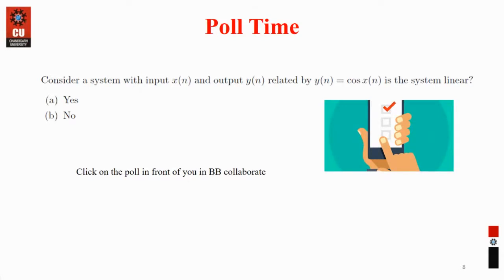The question is that a system is given in which, of course, x is your input and y is your output, and the function is defined as cos of x[n]. Just comment on whether it's a linear system or not. If you think it's a linear system, click on yes. If you think it's a non-linear system, click on no.